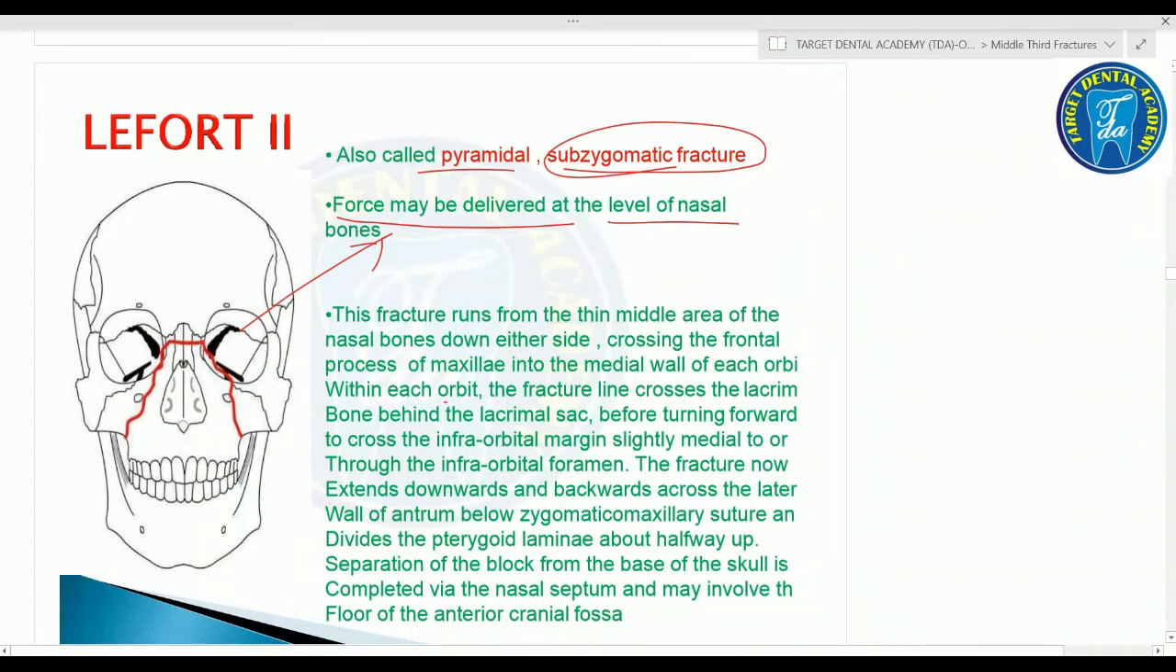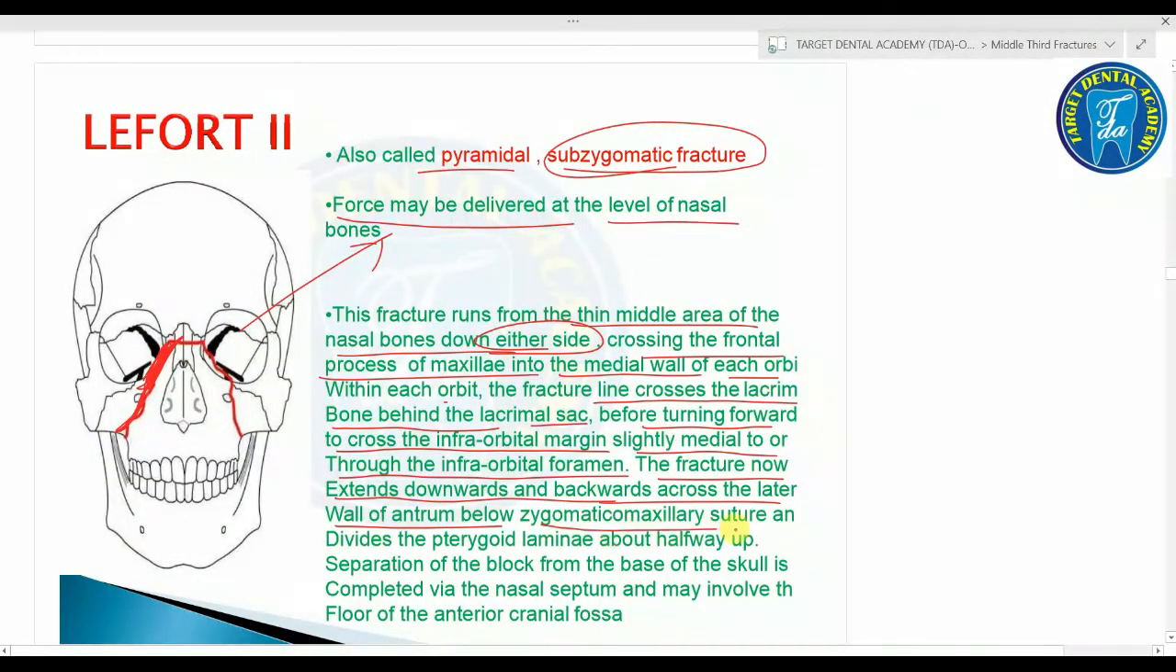So in this, the fracture line runs from the thin middle area of the nasal bone down on either side, crossing the frontal process of the maxilla into the medial wall of each orbit. This line crosses the lacrimal bone behind the lacrimal sac before turning forwards to cross the infraorbital margin, slightly medial to or through the infraorbital foramen. The fracture now extends downward and backward across the lateral wall of the antrum below the zygomatic buttress.